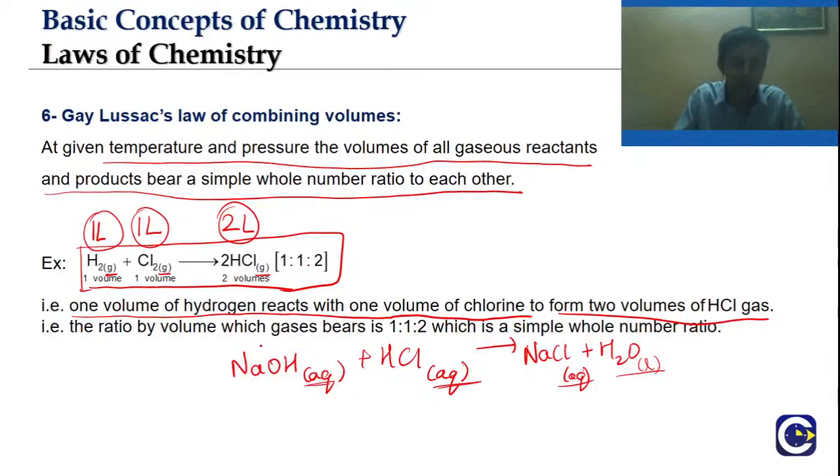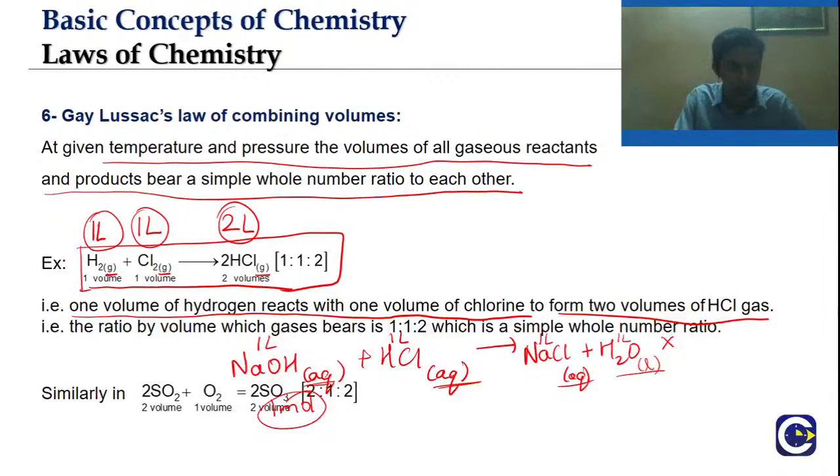For aqueous, we cannot apply volume. We cannot say 1 liter of NaOH and 1 liter of HCl will give 1 liter of NaCl and 1 liter of water. This is wrong. Instead, in this case, we should say 1 mole. What is mole? Let's see it a little later. So 1 mole will give 1 mole, 1 mole. That's what we say, which I'll explain a little later.